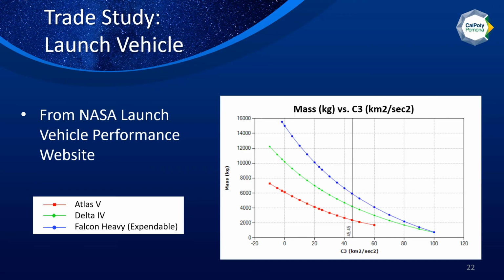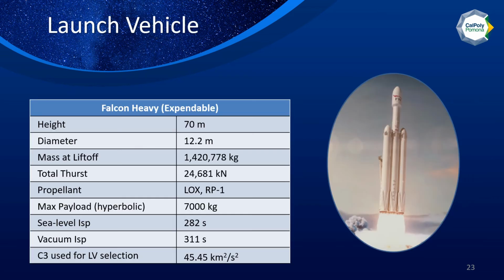So, using the C3 that was previously calculated, the rockets can be compared by their deliverable mass. The plot shown here was obtained by NASA's Launch Vehicle Performance website. It can be seen here that the Falcon Heavy has the greatest C3 curve out of the 3. The launch vehicle that was selected was the Falcon Heavy Expendable. The Falcon Heavy Expendable offers a payload capacity that meets our requirements while being affordably priced. These are the parameters of the Falcon Heavy launch vehicle in detail, and the most important of these was the ability to launch our mass at our selected C3.